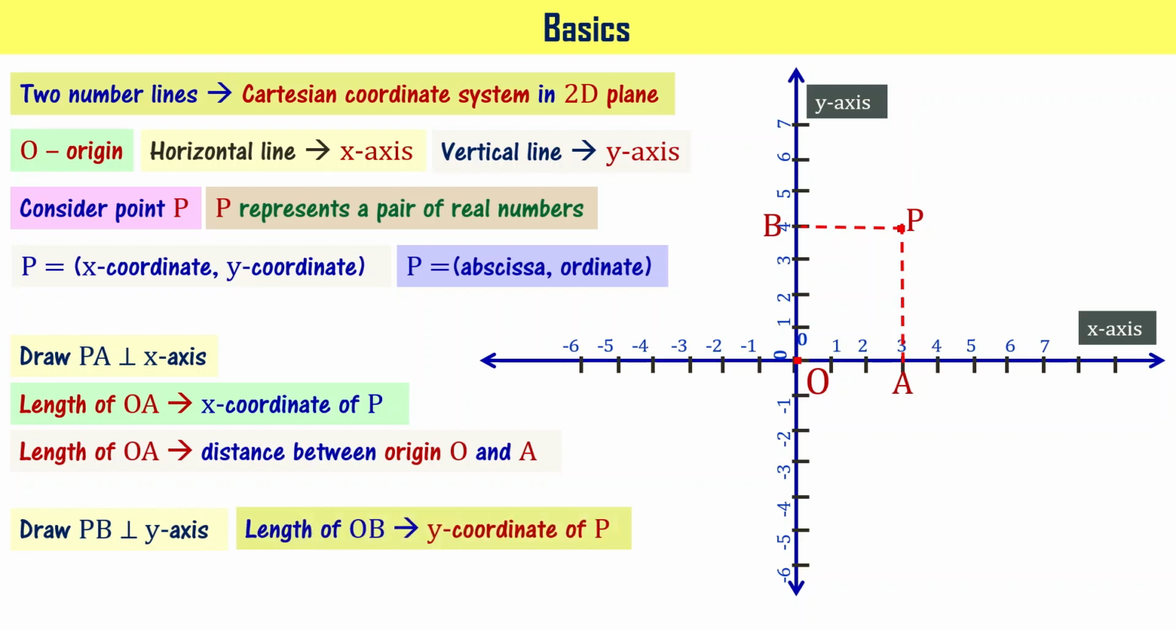Now let us draw line PB perpendicular to y-axis as shown here. As you see here, length of OB is denoted by y coordinate of P, right? That is 4. Length of OB is 4 units. We can also say that length of OB is equal to distance between origin O and point B, right?